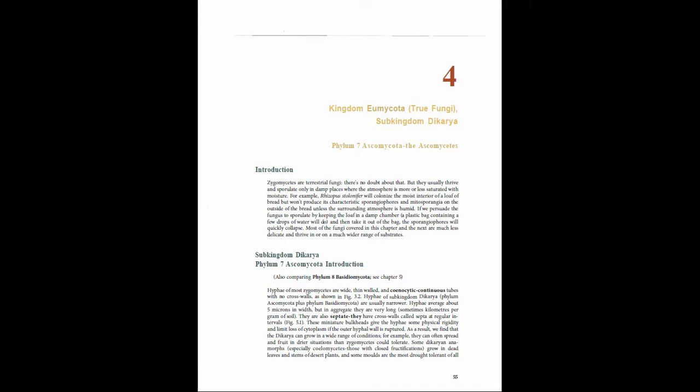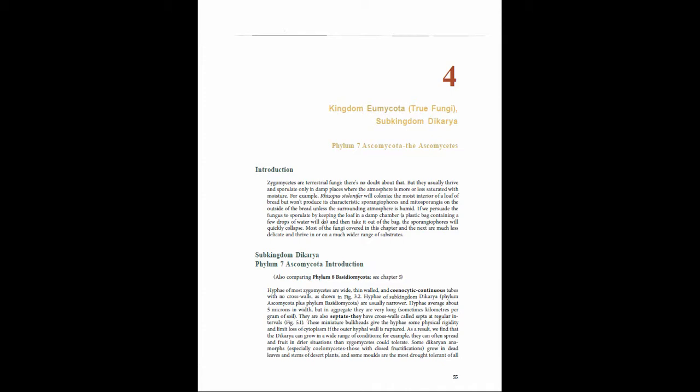Subkingdom Dikarya. Phylum 7 Ascomycota Introduction. Also comparing Phylum 8 Basidiomycota, see Chapter 5. Hyphae of most zygomycetes are wide, thin-walled, and coenocytic continuous tubes with no cross walls, as shown in Fig 3.2. Hyphae of subkingdom Dikarya, Phylum Ascomycota plus Phylum Basidiomycota, are usually narrower. Hyphae average about 5 microns in width, but in aggregate they are very long, sometimes kilometers per gram of soil. They are also septate.